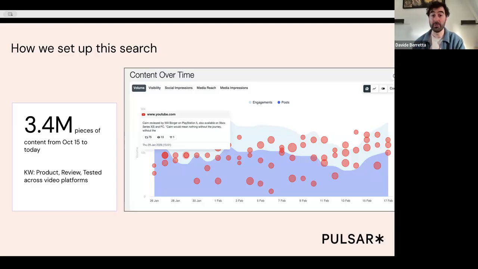Of course, it's not all signal. There's a lot of noise in there. There's a lot of stuff that wouldn't quite qualify as a product review, but that helped us create a universe that we could then whittle down into more relevant bits. That was 3.4 million pieces of content as of today. We're going to keep it running for a bit, but it's a big search that really casts our net pretty wide in terms of what product reviews can do.